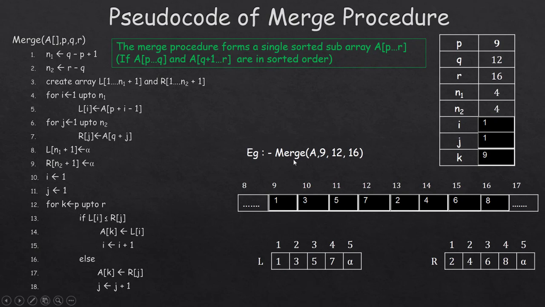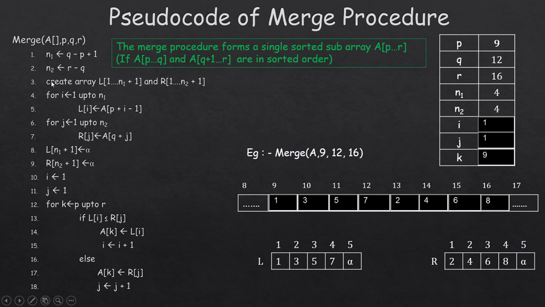Here I have an example called merge of A, 9, 12, 16. So P is 9, Q is 12, R is 16. In the first step I calculate N1, that is Q minus P plus 1. Q minus P is 12 minus 9, that is 3, and 3 plus 1 is 4. So N1 is 4. Similarly N2 is R minus Q, 16 minus 12, which is also 4.